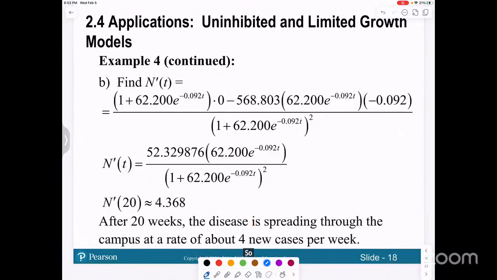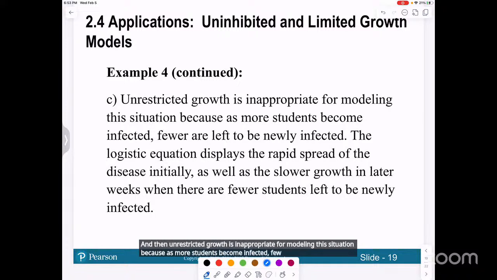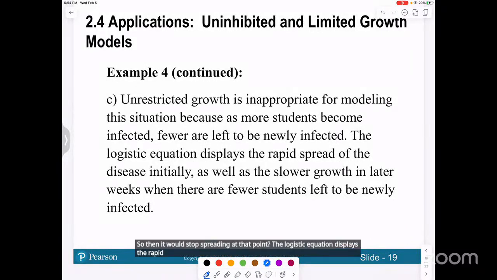So after 20 weeks, the disease is spreading through the campus at a rate of about four new cases per week. That sounds accurate. And then unrestricted growth is inappropriate for modeling this situation because as more students become infected, fewer are left to be newly infected. So again, I think we said it was limited by the number of students, right? So the most you can have is all the students are affected. So then it would stop spreading at that point. The logistic equation displays the rapid spread of the disease initially, as well as the slower growth in later weeks when there are fewer students left to be newly infected.